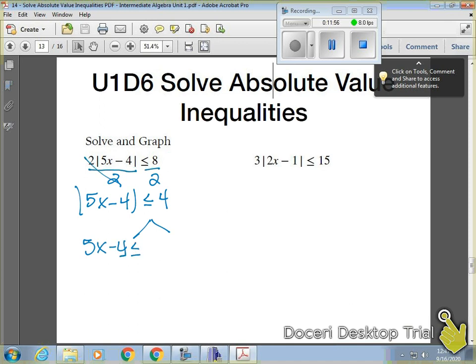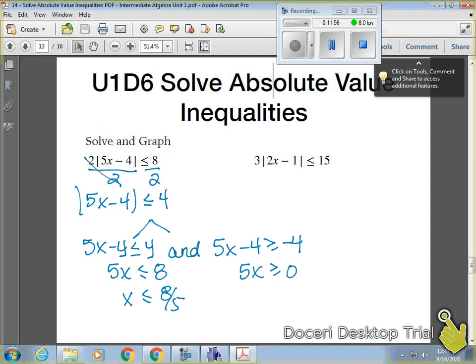5x minus 4 is less than or equal to 4. Since it's less than, it's an and situation. 5x minus 4 is greater than or equal to negative 4. Adding 4 to both sides, 5x is less than or equal to 8. X would be less than or equal to 8/5. Adding 4 to both sides here, I get 5x is greater than or equal to 0. Dividing both sides by 5, I get x is greater than or equal to 0.